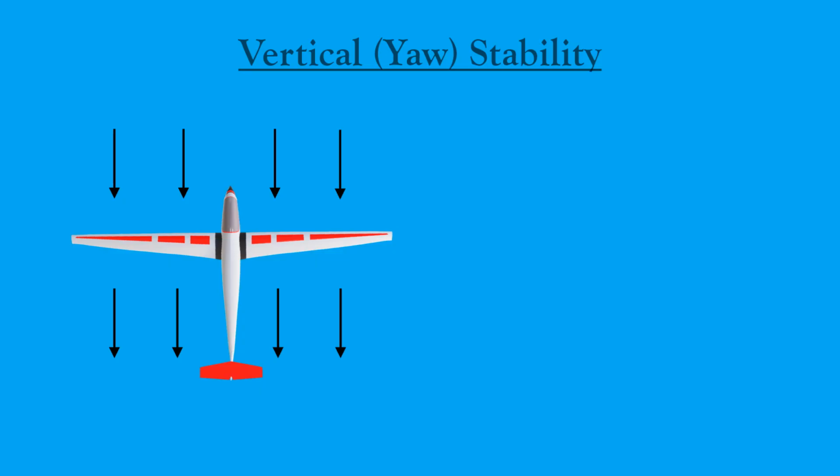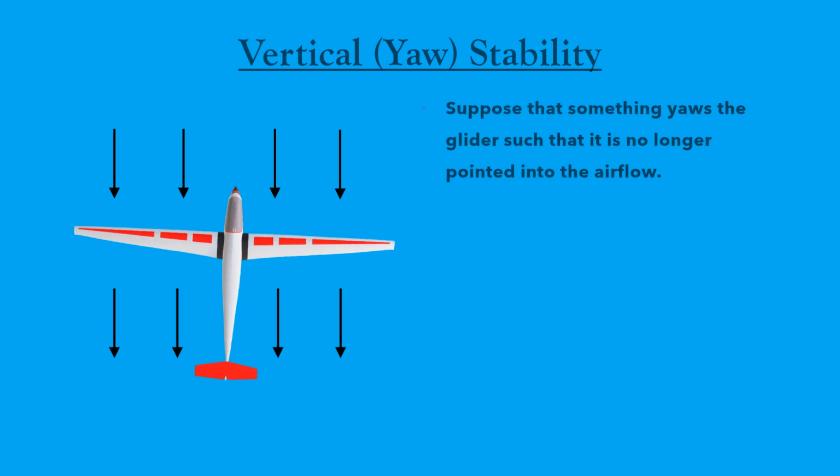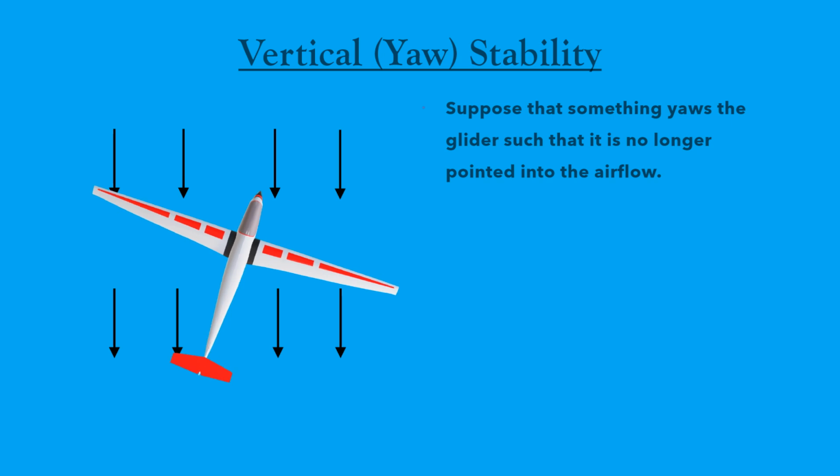We'll start with the vertical axis, otherwise known as the yaw axis. Recall that yaw refers to whether the airplane is pointing in the same direction that it's moving with respect to the air that it's moving through. So in this picture, it starts in a state where it is correctly pointing in the direction of the airflow. Now suppose that some disturbance changes the direction that the glider is pointing so that it's no longer pointing into the airflow.